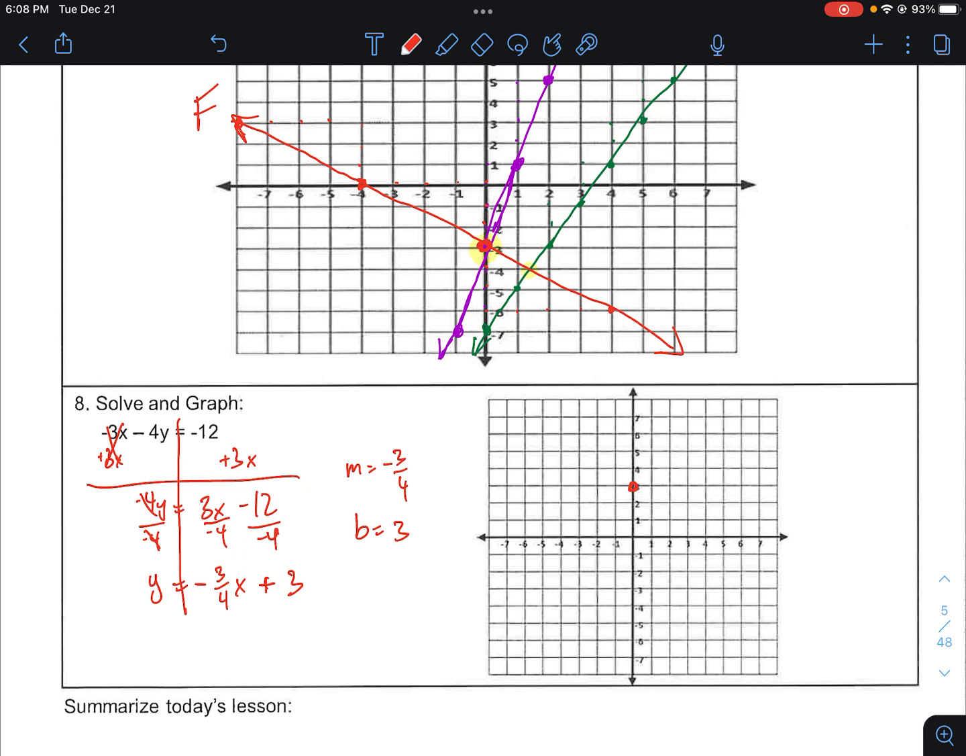And a slope of negative 3 over 4 means a negative rise of 1, 2, 3 and a run of 4: 1, 2, 3, 4. Let's go backwards: 1, 2, 3, 4. And I can't go anymore. So let's see what that line looks like. Something like that. All right.